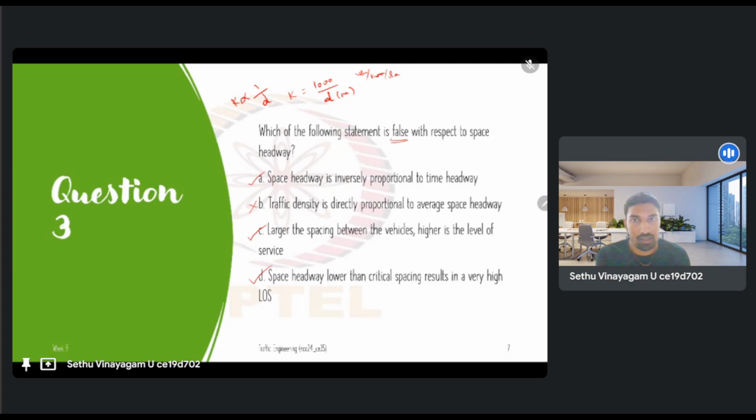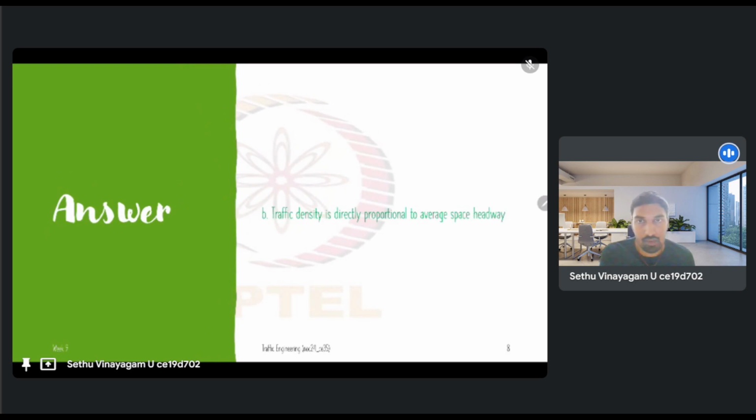So, critical spacing. Which means the density is smaller, right? So when the space headway is smaller than the critical spacing, till the critical spacing, you will have a very good LOS. Once the critical spacing is crossed, the density is going to be very high. So in that case, your speeds will come down and congestion will be higher, so your LOS will be lower. So when the space headway is lesser than the critical spacing, the LOS will still be higher, right? So which means statement B is incorrect out of the given ones.